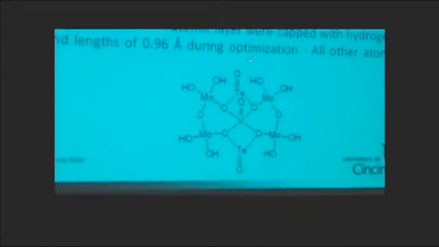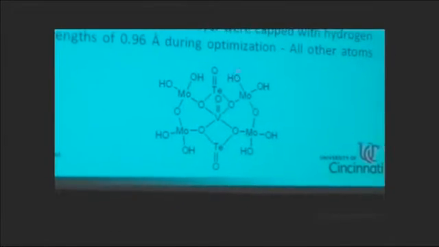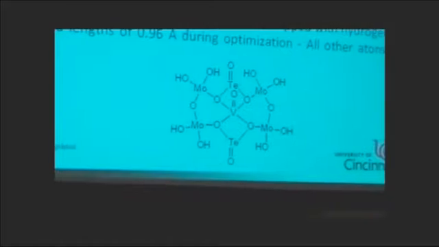For example, we studied from 1 to 5 layers, and each cluster is separated from its periodic image by 11 angstrom. So this is the cluster model, and for simplicity, we replace the molybdenum, which extends to this place, with hydrogen and freeze the hydrogen atom so that we get easy convergence.